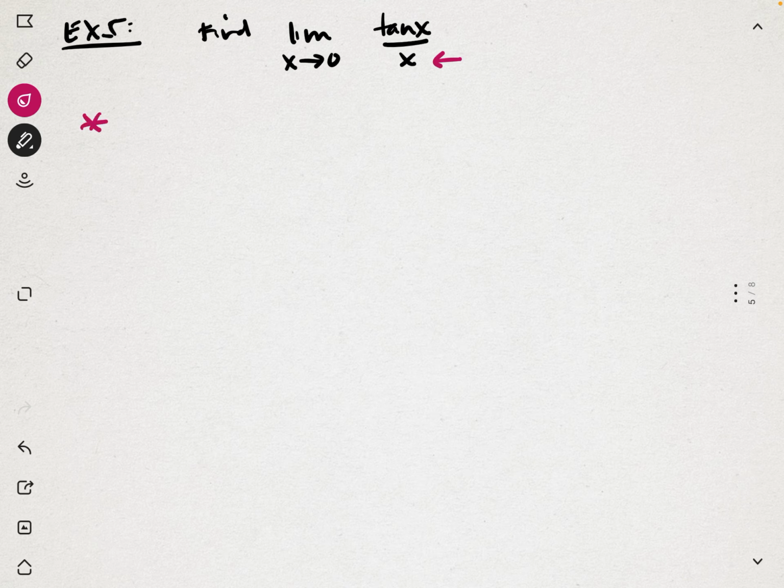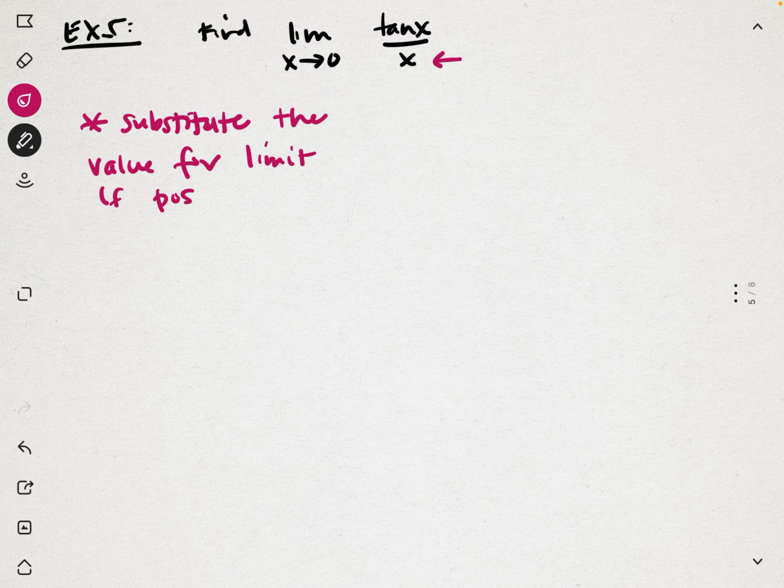So the first thing to remember is substitute the value for the limit if possible. Right, that is going to save us our algebra if we can just plug in our number and get an answer, because we're not going to have to do all the other stuff. The reason we have to manipulate this a little bit is that we need to figure out what this value is if we're not allowed to substitute 0 in for x just yet.